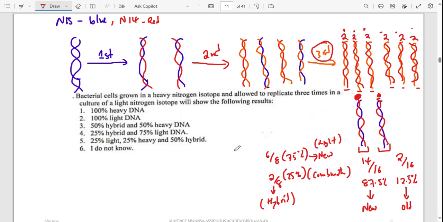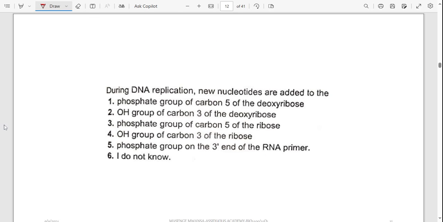So let's answer. What would be the results? 100% heavy DNA? No. 100% light? No. 50% hybrid, 50% heavy? No. That will be after the second replication, not the third. 25% hybrid and 75% light. Is that true? Yes. 25% light, 25% heavy, and 50% hybrid. This is not true. Right. So this is how you answer this question.